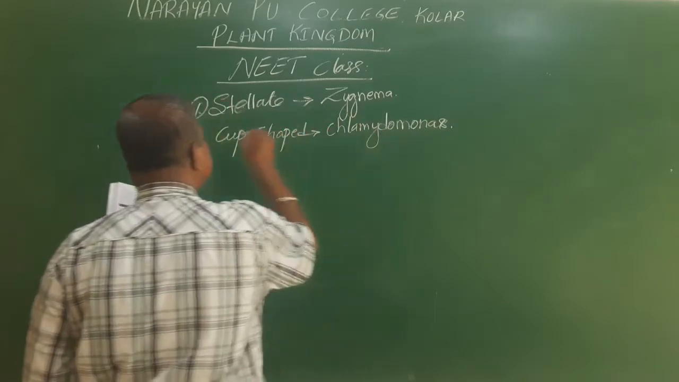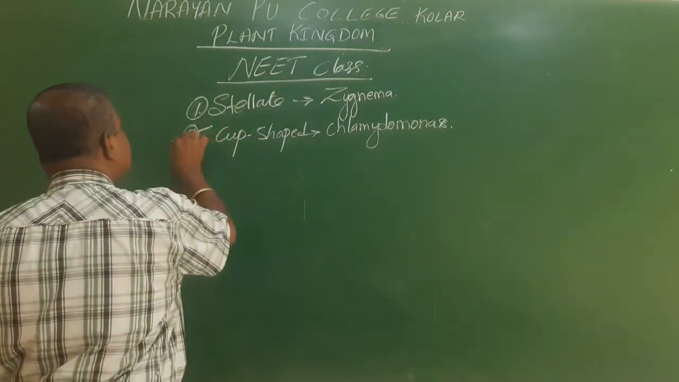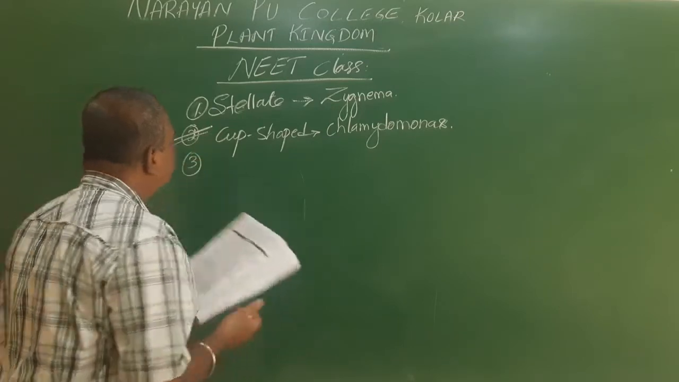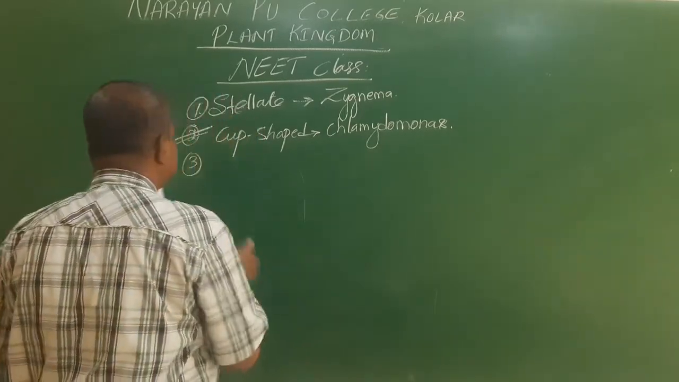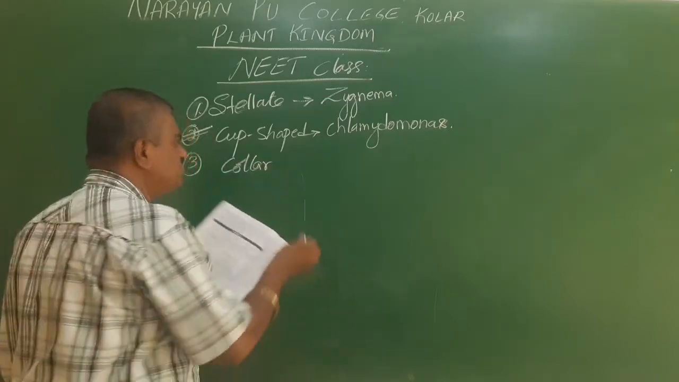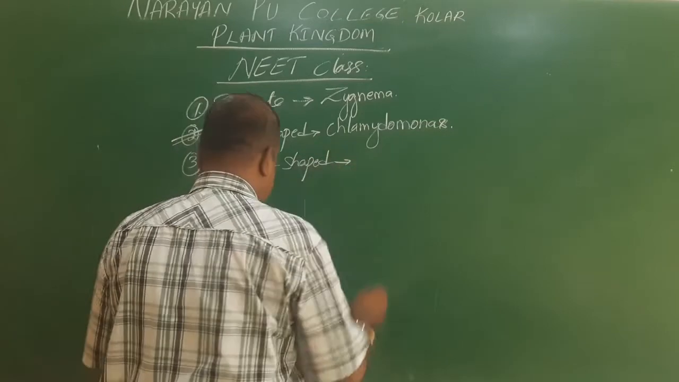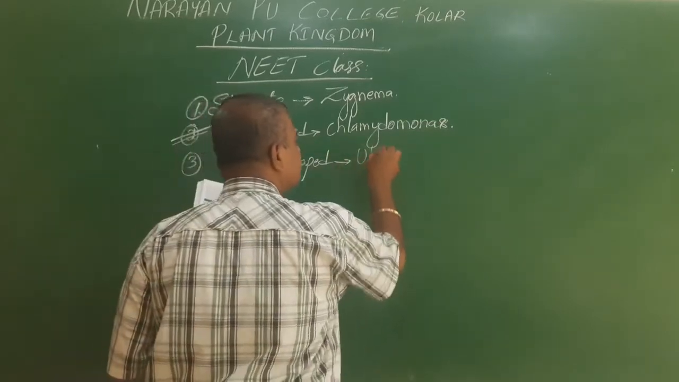Chlamydomonas has the presence of cup-shaped chloroplast. So this is the right answer. So we go for the third one. The third one is collar shaped, and this collar shaped chloroplast can be seen in the Ulothrix.